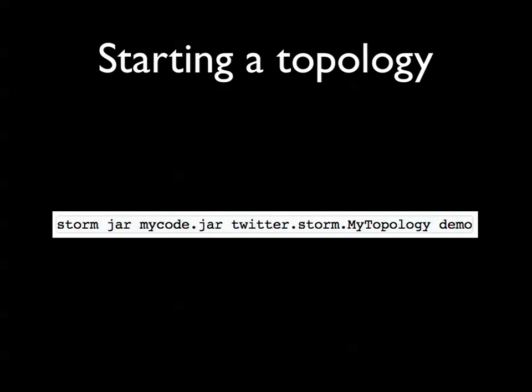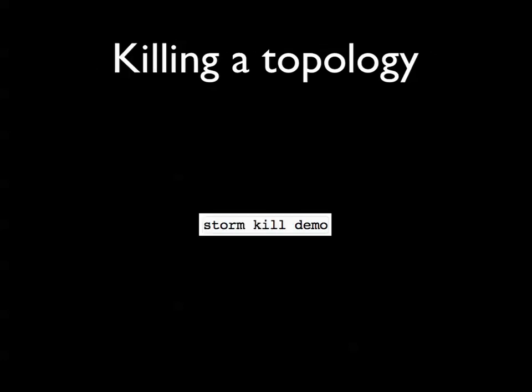Storm has a command line client called storm, and you'd say storm jar, give it your jar containing your code and dependencies, and then give it the class to run and the arguments to that class. This command will go ahead and upload your jar to the cluster and then tell Nimbus to start the topology. Topologies actually run forever, but if you ever want to kill a topology, you'd say storm kill and then the name of the topology.